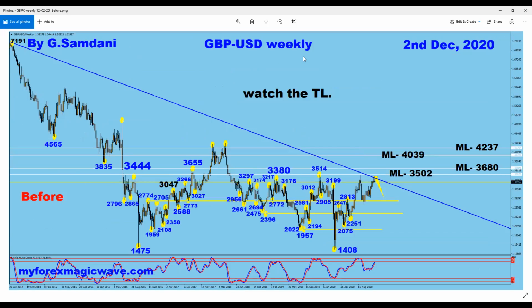Pound USD weekly chart. You can see this monthly TL coming all the way from the top. We just hit the TL. I made this chart last week, and the last week candle, you can see that it is also a doji. But this week we went up a little bit more, poking into the TL. Last week we didn't touch the TL, but this week, just a little while ago, we touched the TL, and now backing off. So pound is now getting weaker.